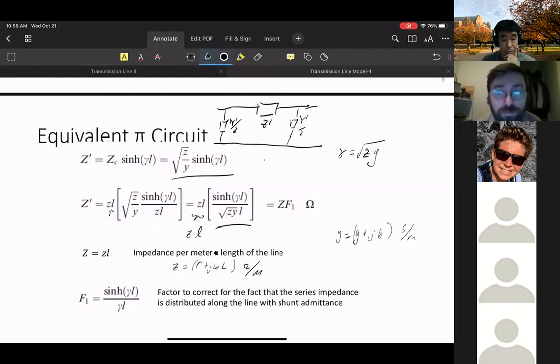So you're given the values for the Z and the Y. You're given a small z and small y. Those depend on the manufacturer of the line. Z prime depends on length in a somewhat complicated way, because L sits inside this hyperbolic sine. So it's not just multiplying, it sits here in a somewhat weird way. Any other questions about this?